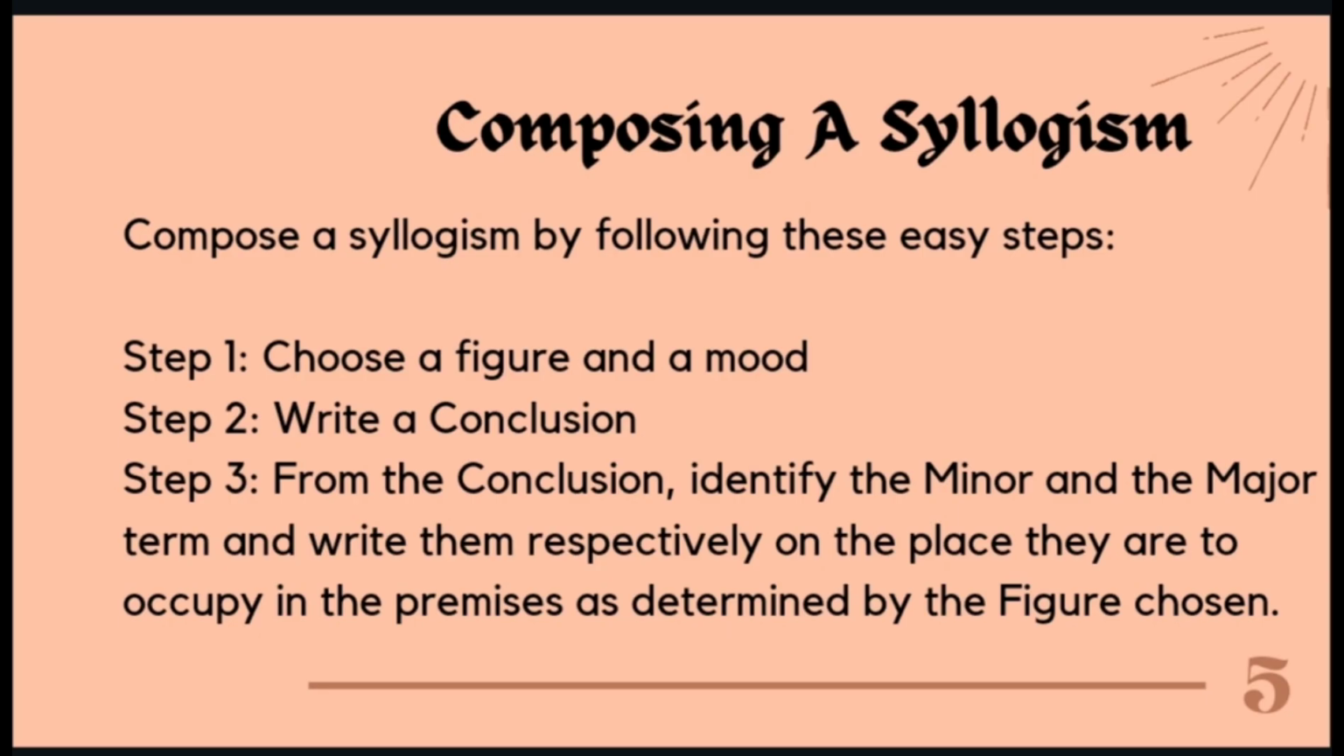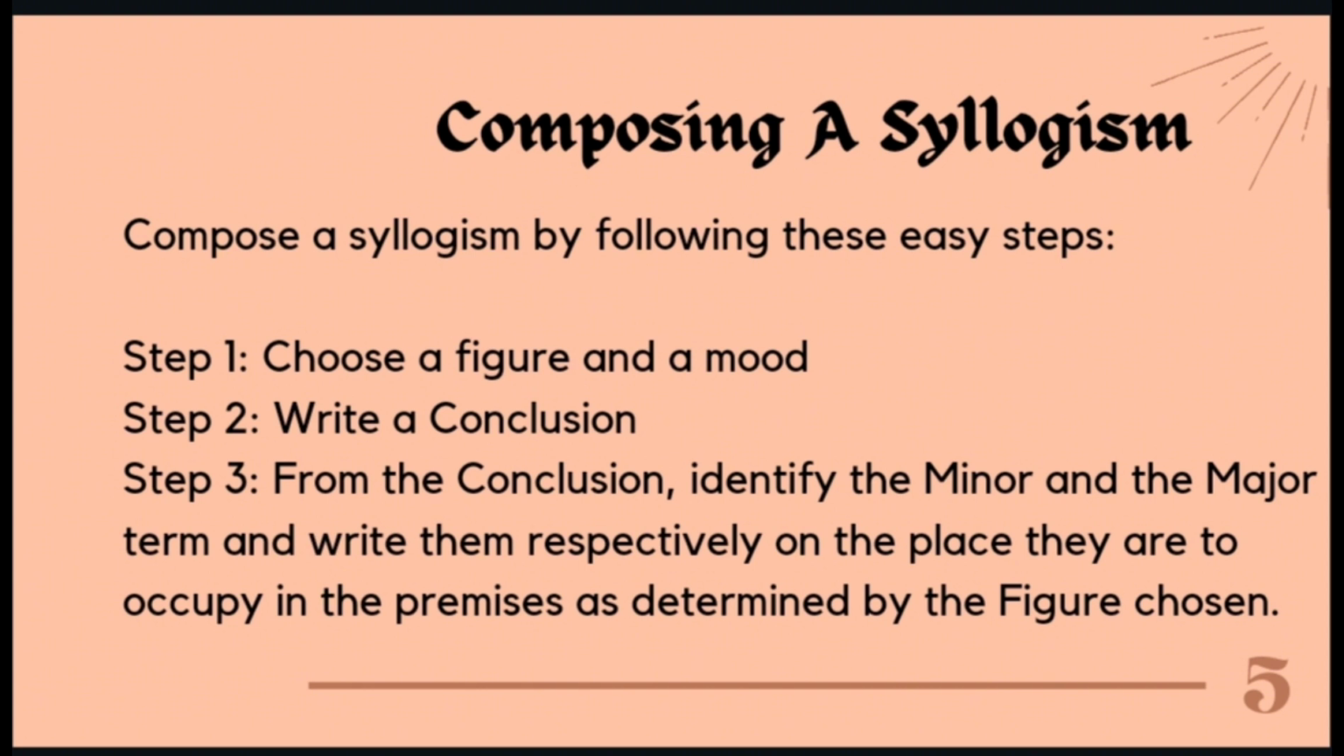So, composing a syllogism. Compose a syllogism by following these easy steps. So, step 1. Choose a figure and a mode. For example, first figure and mode AA. So, mode AA means all statements are universal affirmatives. So, step 2. Write a conclusion. For example, logic is a science.